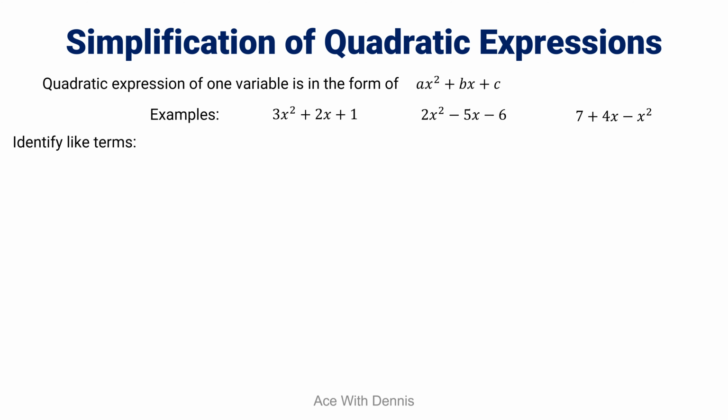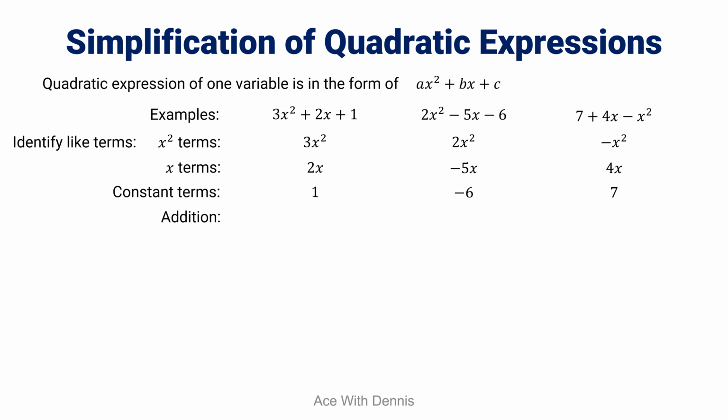So let's identify the like terms. For the x squared term, we have 3x squared, 2x squared, and negative x squared. For the x terms, we have 2x, negative 5x, and 4x. And lastly, for the constant terms, we have 1, negative 6, and 7.